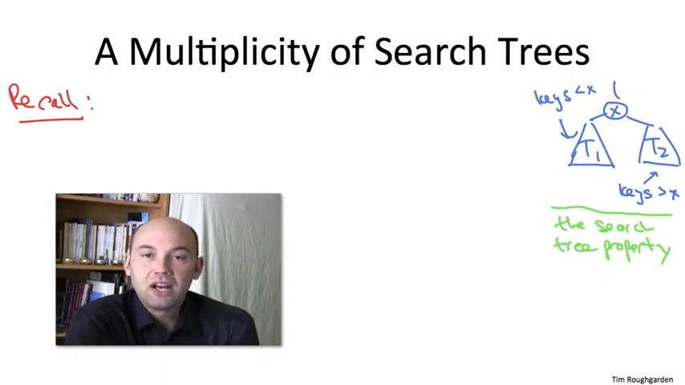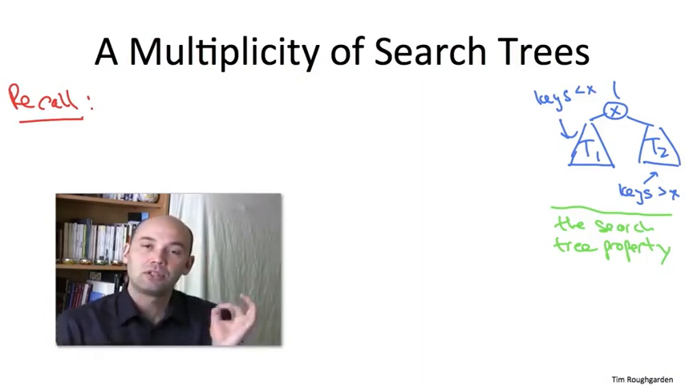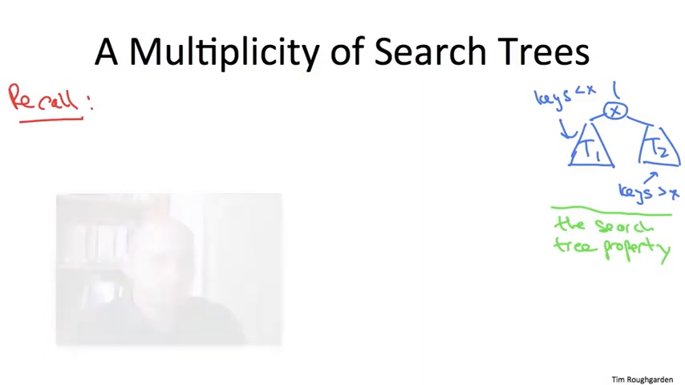Search trees contain objects. Each object has a key drawn from some totally ordered set. The search tree property states that at each node of a search tree, say it contains some object with a key with value x, everything in the left subtree of that node has keys less than x, and everything in the right subtree under the node with key x has to have keys bigger than x. That has to be true simultaneously at every single node of a search tree.